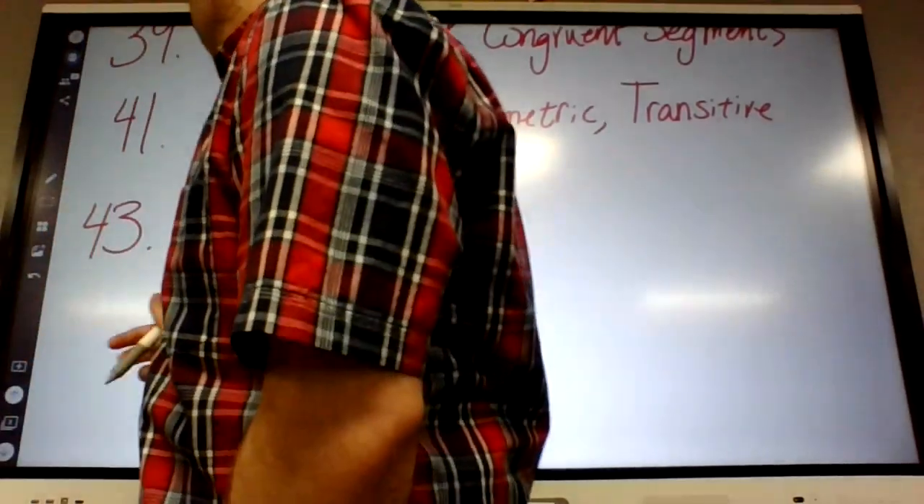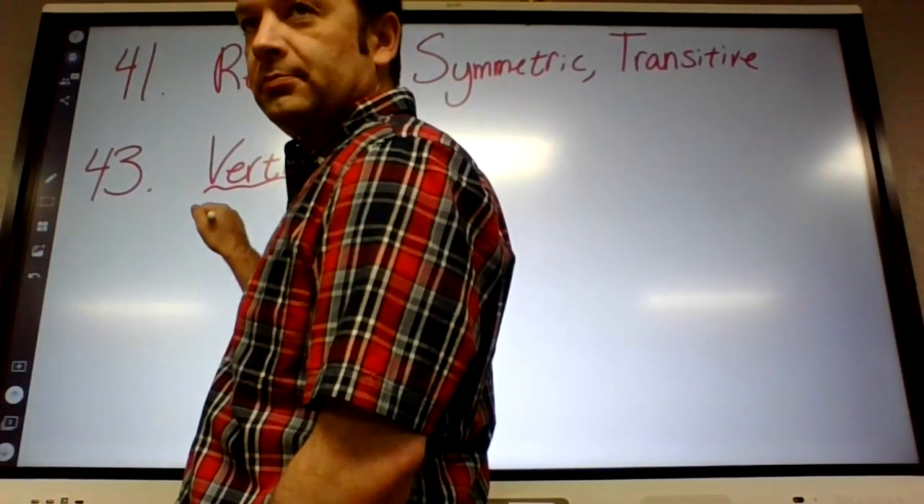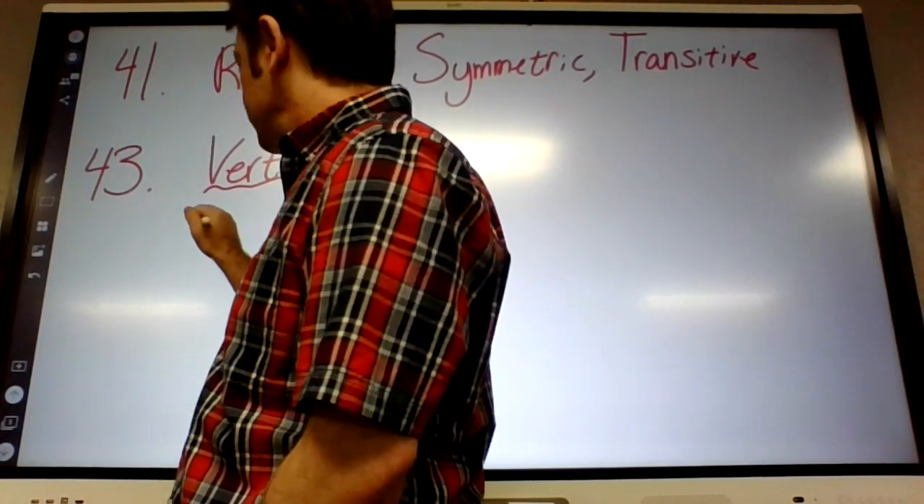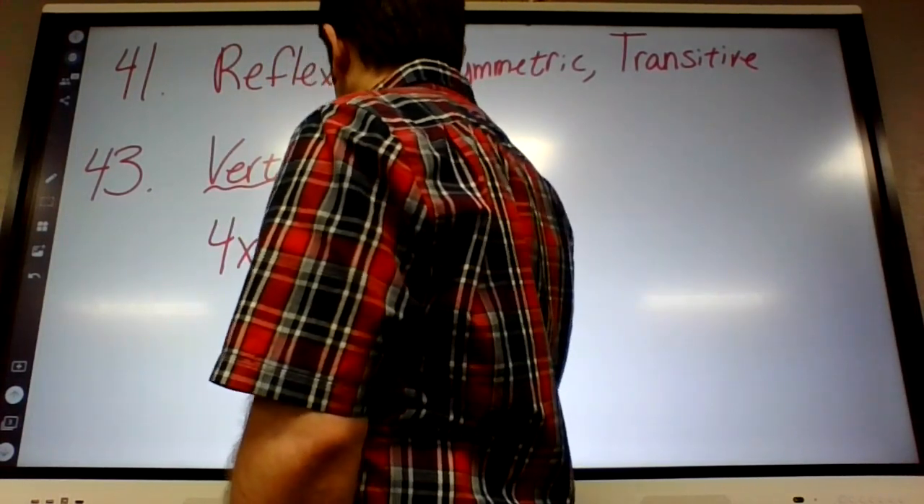So if they're equal, then what should we write then? Oh, 4x plus 9 equals 6x minus 7. There you go. Yeah.